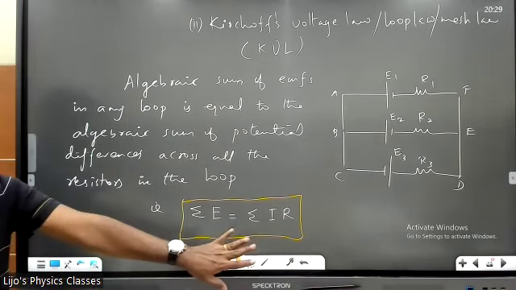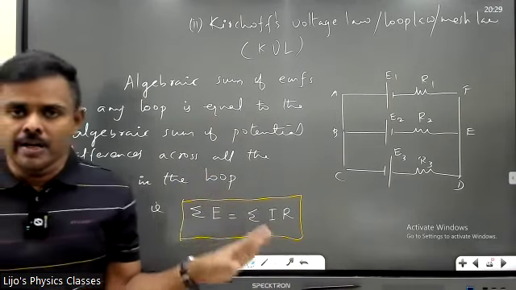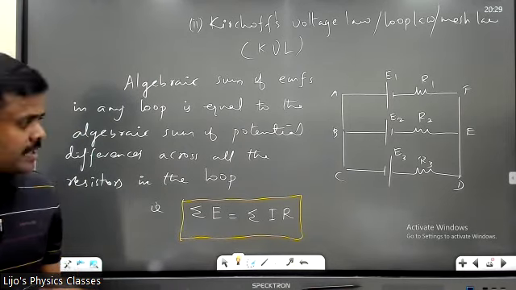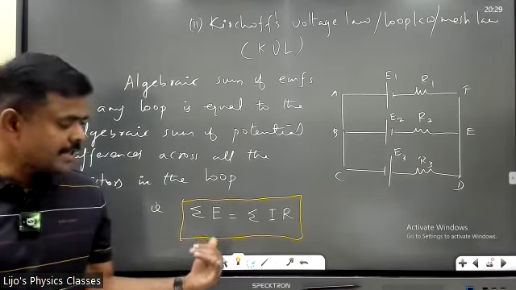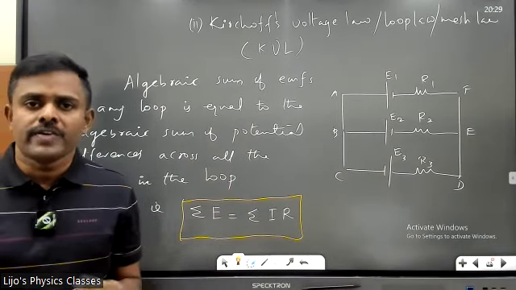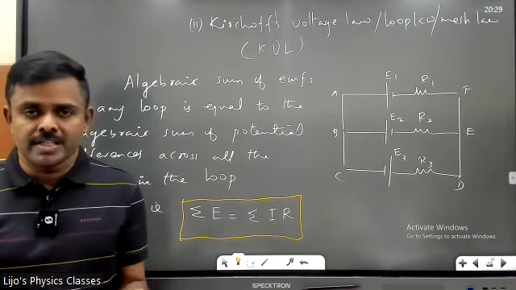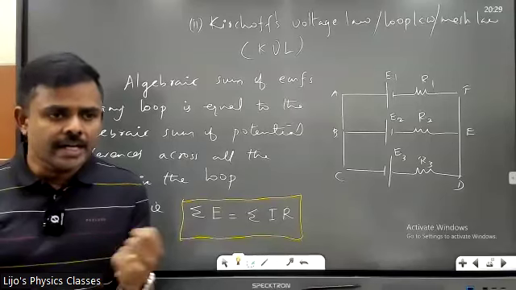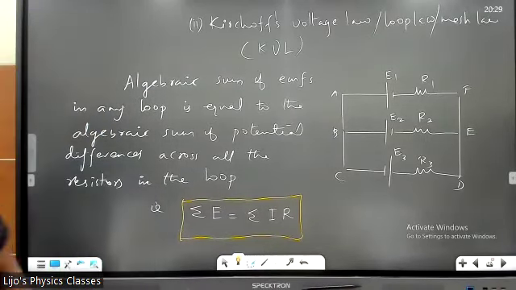This is the equation. Statement: the algebraic sum of EMFs in any loop is equal to the algebraic sum of potential differences across all the resistors in the loop. That is, sigma E is equal to sigma IR. This is law of conservation of energy. I'll prove that in the next class. Kirchhoff's first law was what? Law of conservation of charge. Kirchhoff's second law is what? Law of conservation of energy. So shall we wind up for the day?